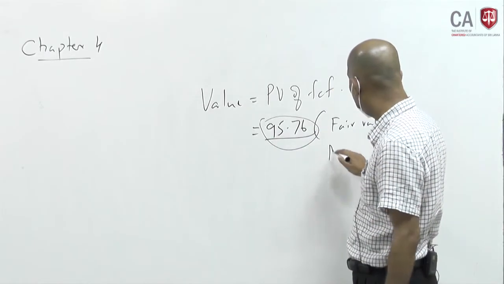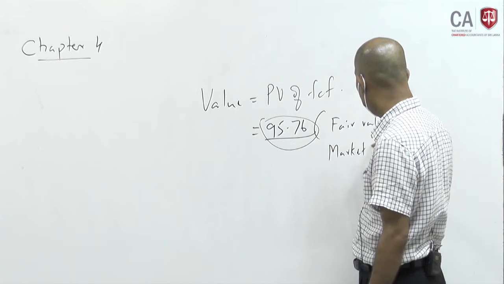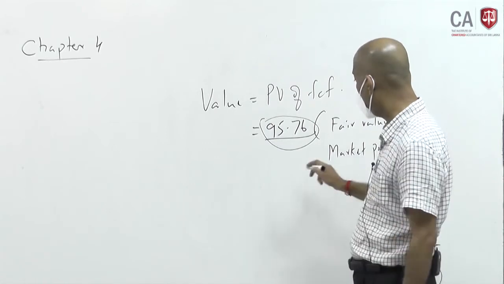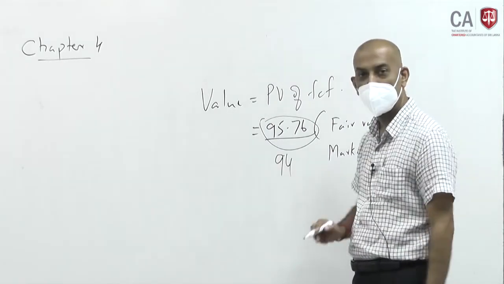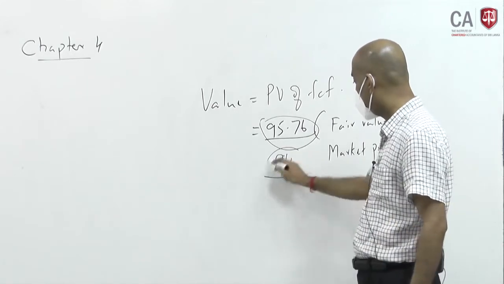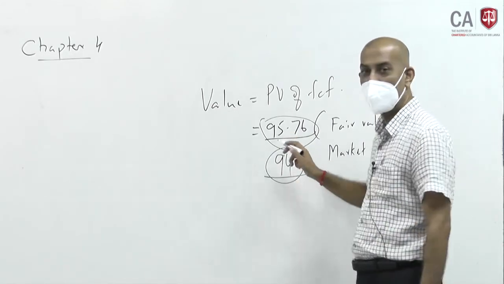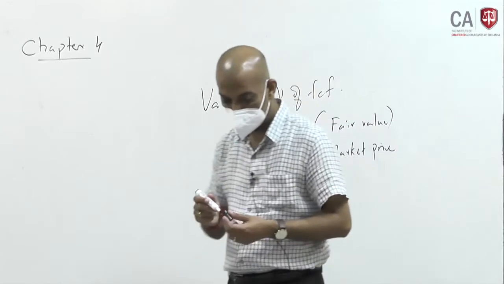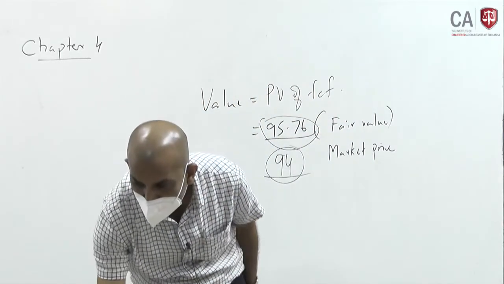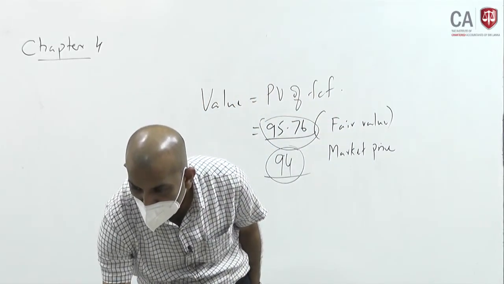But the market price of the same bond is how much? 94 rupees. It's trading at 94, but its value is 95.76. It's worth 95.76.